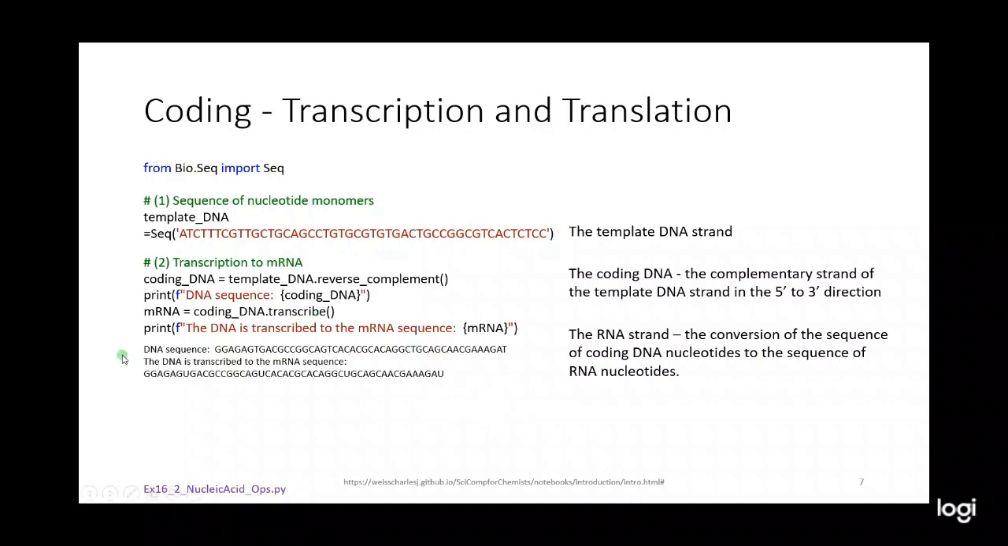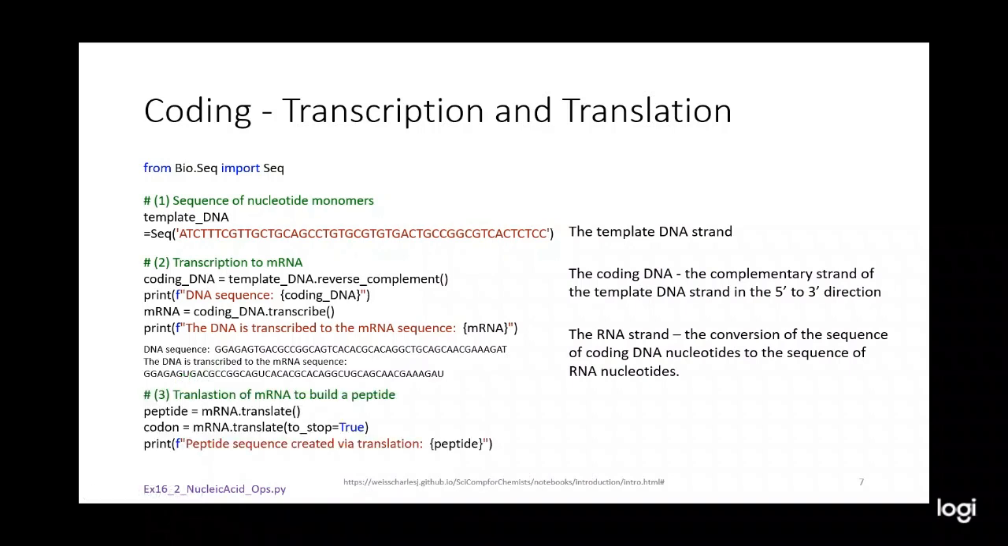Let's take a quick look at the intermediate results. The DNA sequence is shown here. It shows that cytosine has been changed to guanine, cytosine to guanine, thymine to adenine, and cytosine to guanine, and so forth. And the messenger RNA sequence is shown here. The thymine here has been changed to uracil. The messenger RNA sequence is then translated into a peptide protein sequence using the translate function.